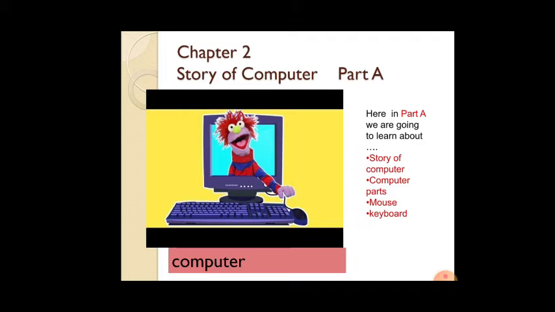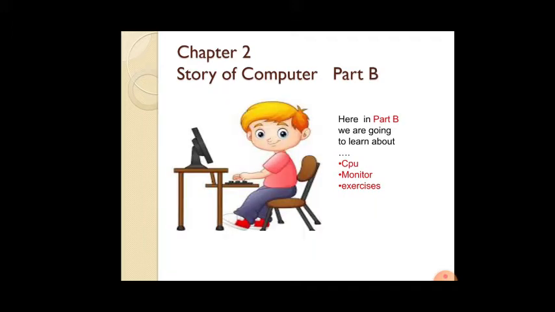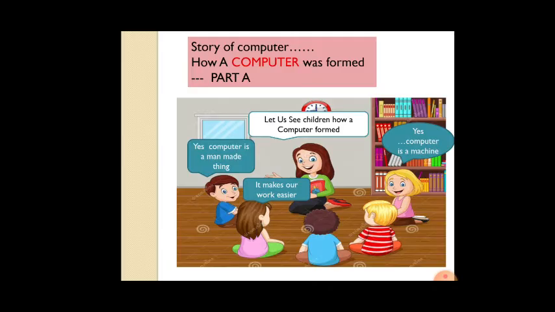So now we are continuing with chapter 2, that is story of a computer, part A. In part A we are going to learn about the story of computer parts, mouse and keyboard. I'll continue with part B in the next video, that is CPU, monitor and exercises behind your textbook. So shall we start with the story of the computer now? How a computer was formed, part A.